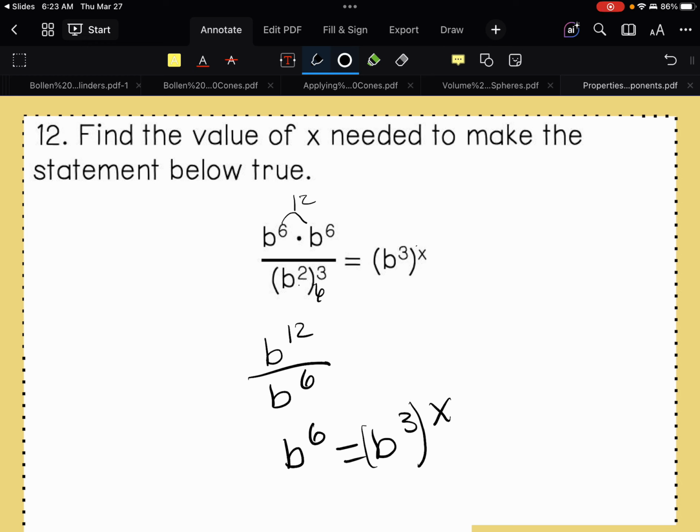So you know that 3 times x, you're trying to get it to equal 6. Well, what times 3 is equal to 6? You could either do that in your head or you can divide. And you get x is equal to 2.